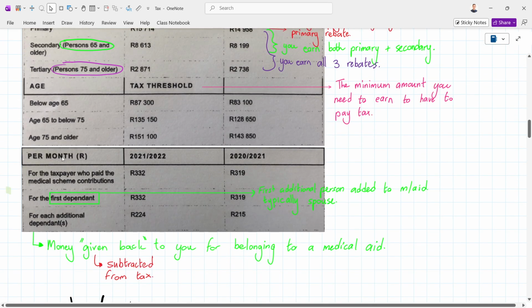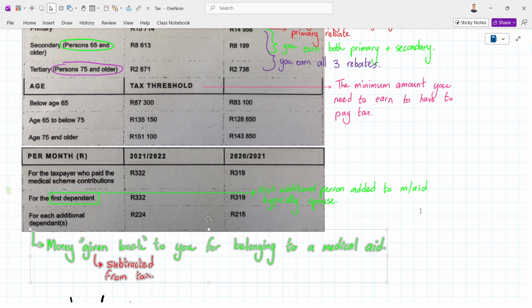And lastly, we also have medical aid credits. The taxpayer himself gets money back. I've told you already, it's money that you get back for belonging to a medical aid. Remember, if you belong to a medical aid in general, you should not be visiting free clinics and government institutions. You should be going to private places because it is funded by your medical aid. So that is why you get the rebate or the tax credits. It's because you are then not a burden on the state.